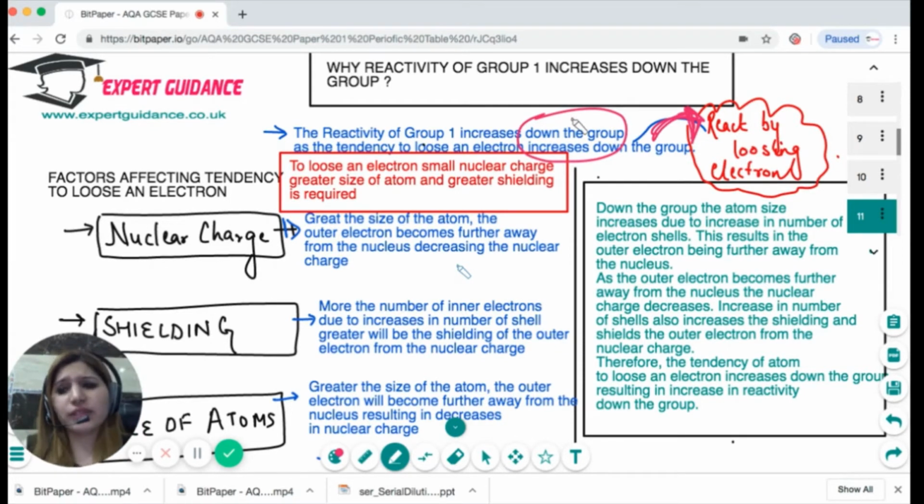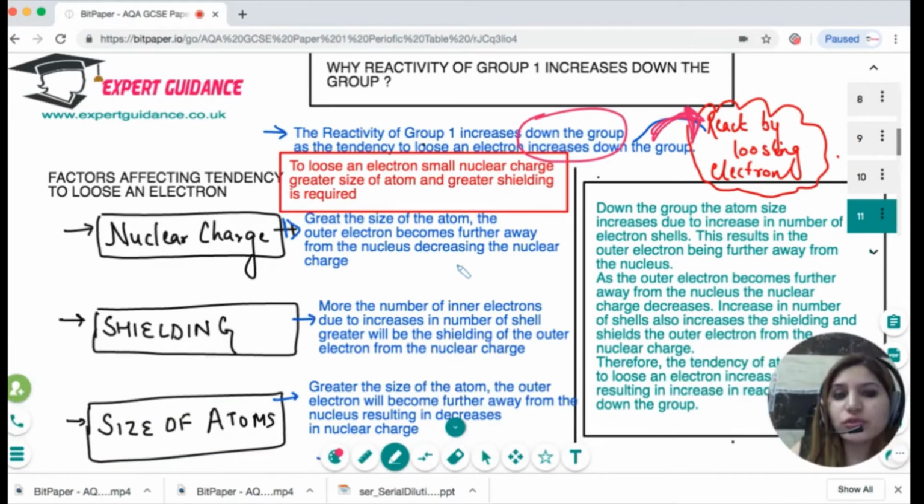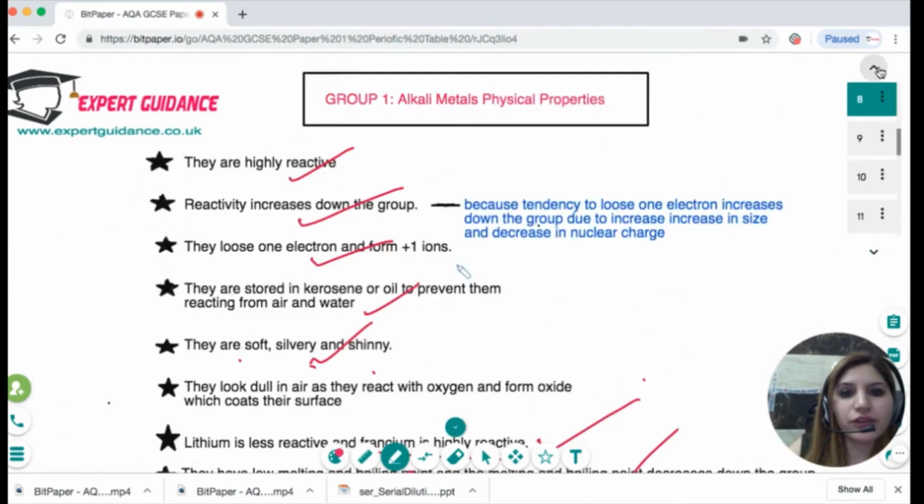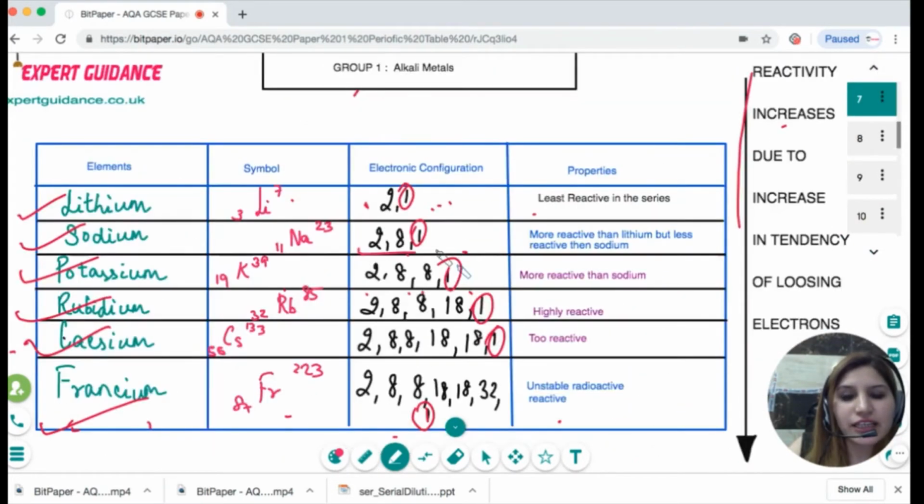Now the question is, why does it increase down the group? The tendency to lose an electron depends on three factors, and all these three factors contribute to an increase in tendency of the alkali metals to lose an electron down a group. First is the nuclear charge. If the nuclear charge is smaller, the outer electron will be weakly held by the nucleus and can be lost easily. Once we go down the group, if you see the electronic configuration of the group 1 elements, can you see that the shells are increasing?